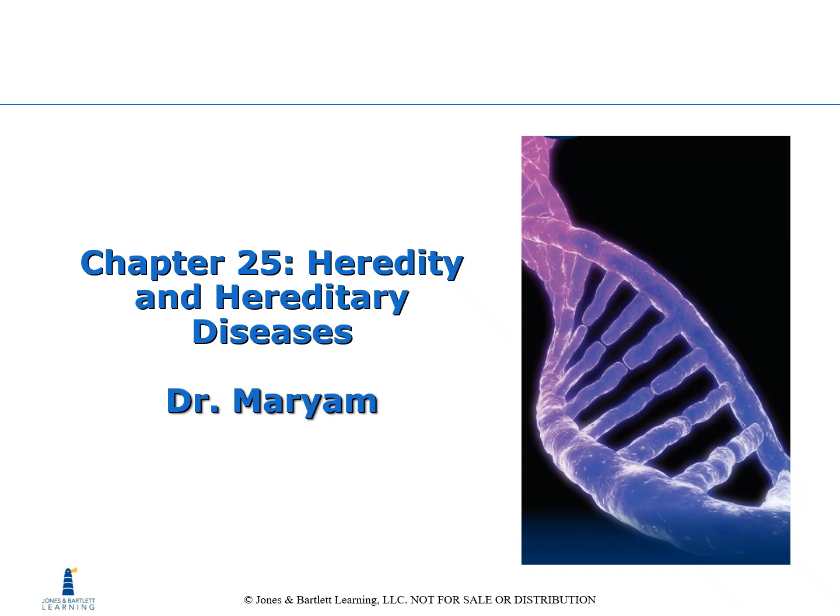This chapter covers how traits are passed from parents to children, from basic genetics to complex inheritance patterns, and the disorders that can result from mutation. We will talk about genes, chromosomes, alleles, dominance, meiosis, Punnett squares, sex determination, sex-linked traits, mutation, and specific genetic diseases. We will also cover genetic counseling and prenatal screening. Let's get started.